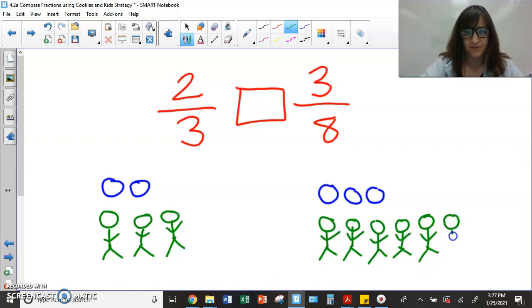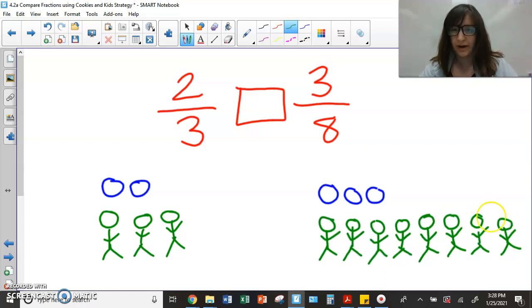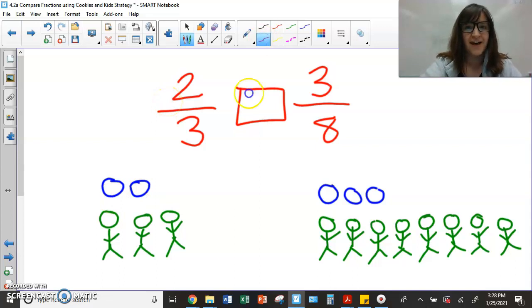This is an alternative to the strategy of cross multiplication. Cross multiplication can be a great way to check your thinking and to make sure, but with this method, I can visualize, okay, if I am sharing cookies fairly, clearly this group is getting more cookies than over here. So that tells me that 2/3 is in fact greater than 3/8.